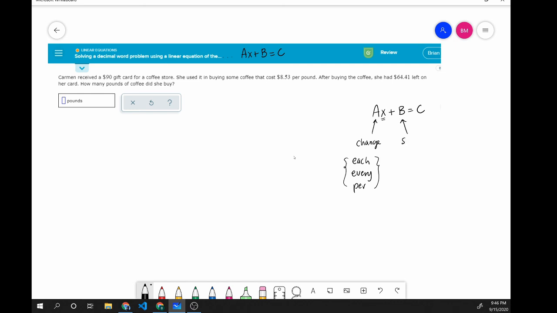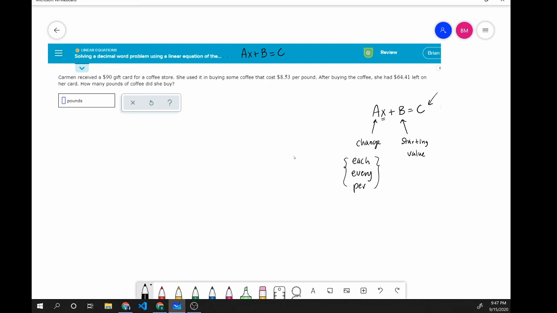Now the b is your starting value. Now there's not really key words for this like there is for a, but you're going to look at things like, what did this person start with? Before anything else happened in the problem, what was in this case the value of something? Or, what happened at the very start of the problem?